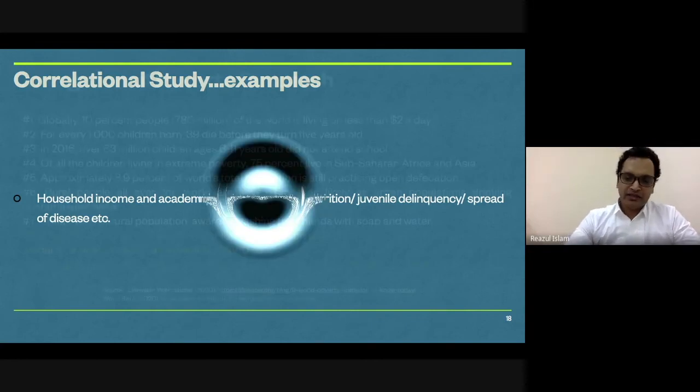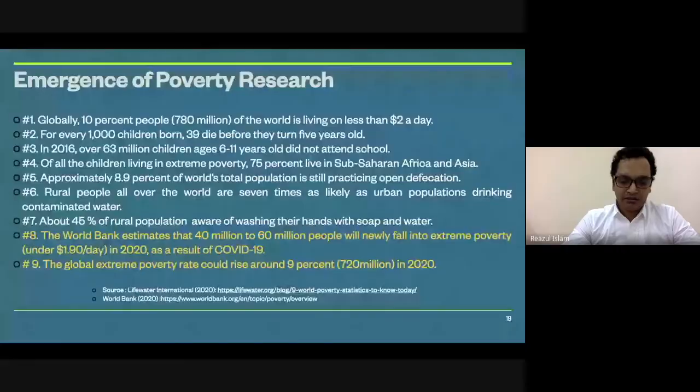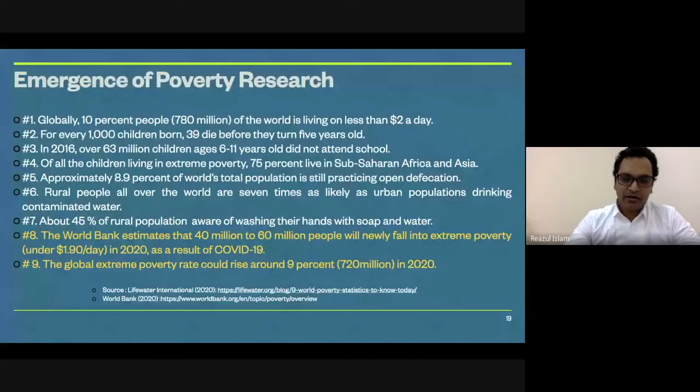So I'm near the end of my session. At first we found that poverty research was declining. The number of papers was declining. But a new world is appearing to us very soon. The World Bank estimates that 40 million to 60 million people will newly fall into extreme poverty this year due to this COVID-19 phenomenon. And the global extreme poverty rate will rise up to 720 million in 2020.